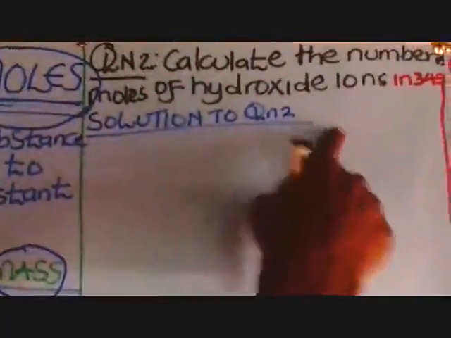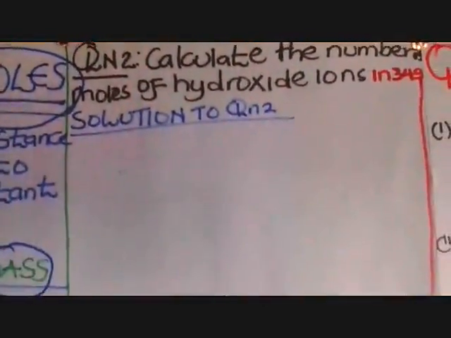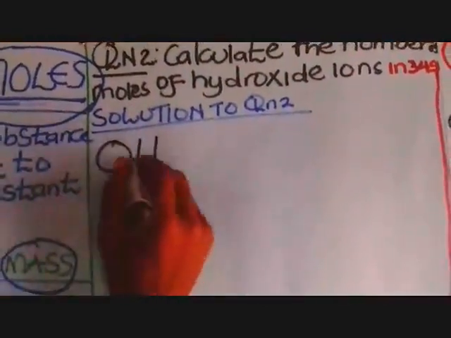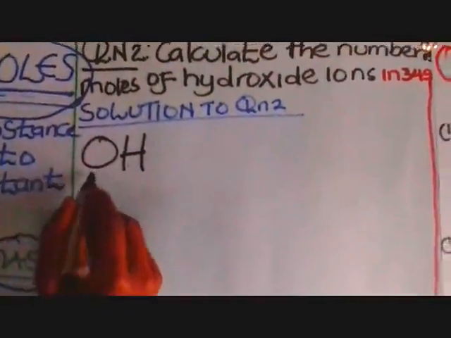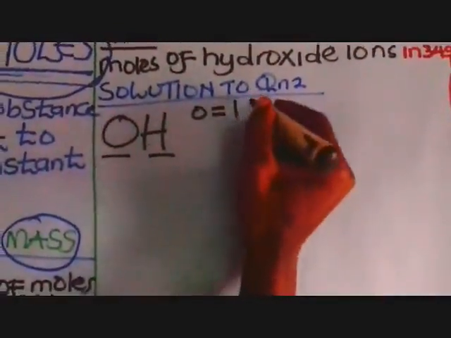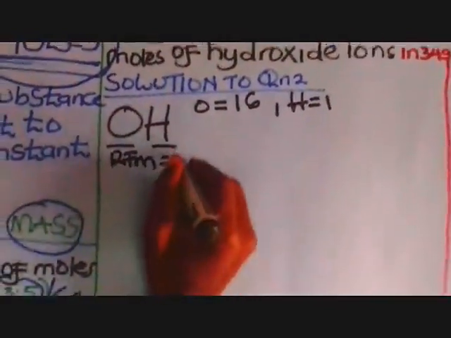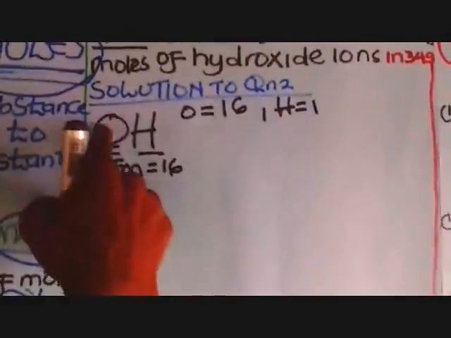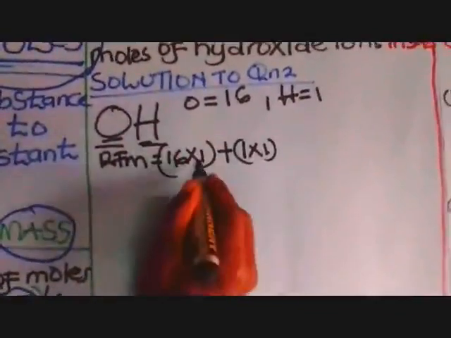Then from there, we can get another calculation here. They are saying calculate the number of moles of hydroxide ions in 34 grams. Now, this time we have hydroxide. The other time we had one element, copper. This one now we have 2 elements, oxygen and hydrogen. But remember, oxygen in the periodic table is 16, and hydrogen is 1. What are we going to do? We shall find the RFM of the hydroxide. So we shall get 16 representing the oxygen times 1, plus 1 for hydrogen times 1, since each appears once. And then here we shall obtain 17.